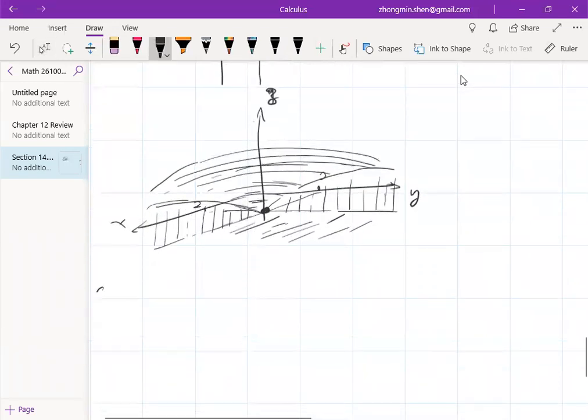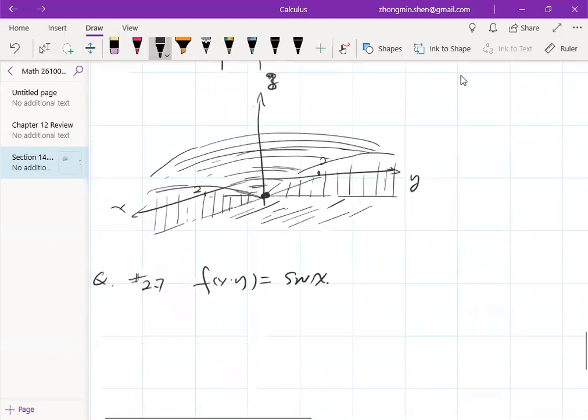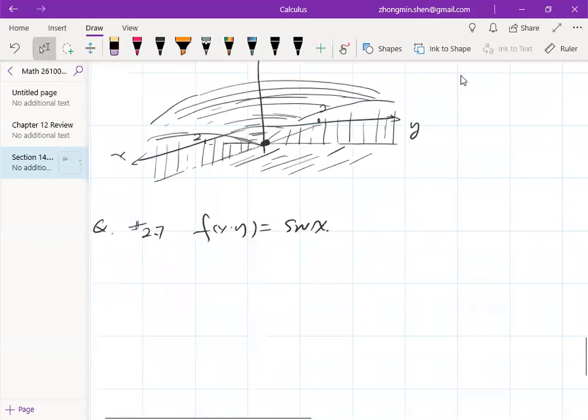Right, so let's look at another problem. Problem number 27. Sketch the graph z equals sine x. Okay, how do you sketch the graph like this? No restriction on the y value.